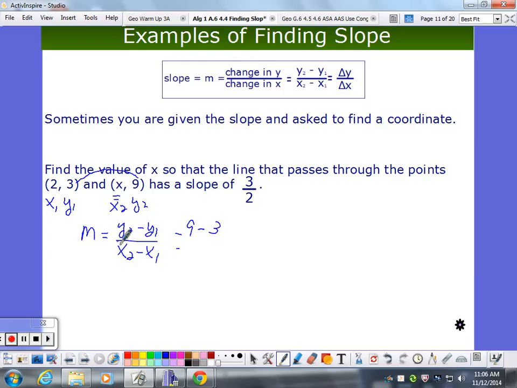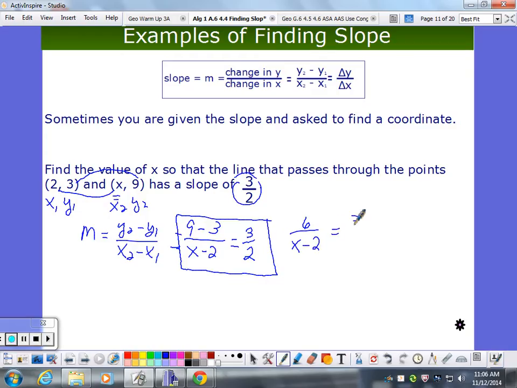3, right? I got those. Remember, you're not subtracting from the same point. It's the y's, and then it's the x's. Well, I don't know what that one is. But that equals my slope. What is my slope? I told you what it is. It's 3 halves. And luckily, we are all over solving equations like this. Aren't we? Well, first of all, 9 minus 3, I can reduce that.